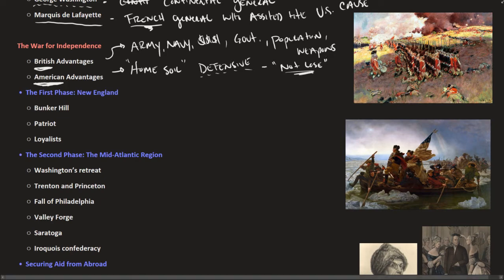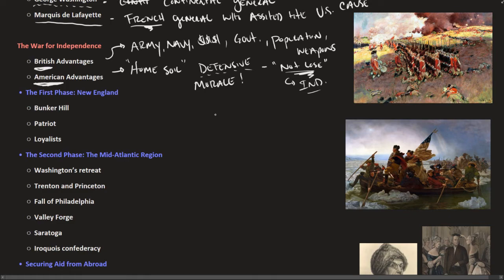Essentially, as long as the American side doesn't lose, then independence is a possibility. It's sort of a strategy of hold on, right? And that's all the Americans had to do. The last American advantage that we might take note of, we're going to call this morale.